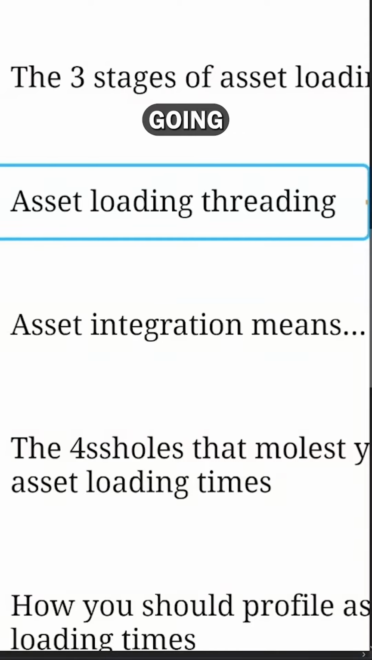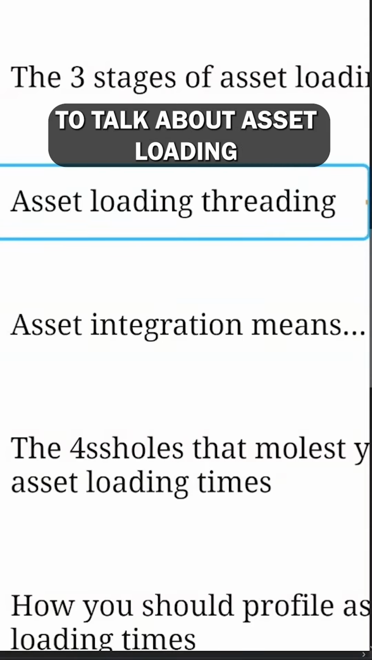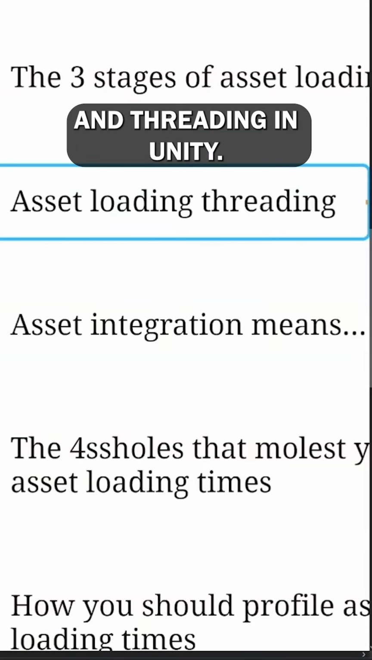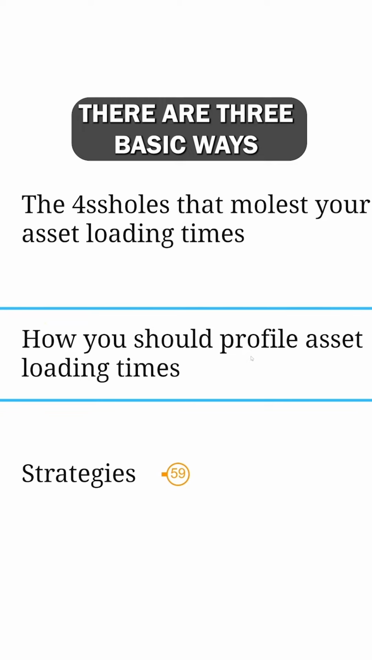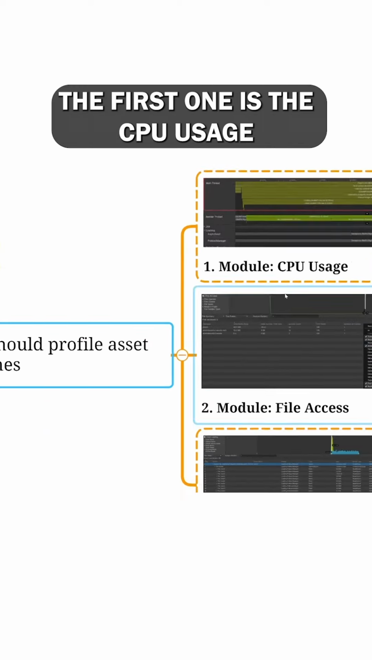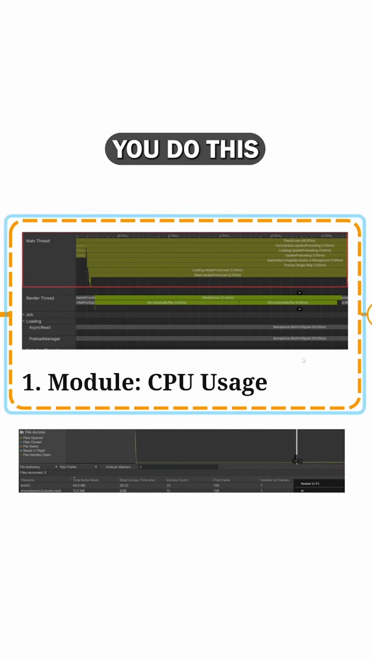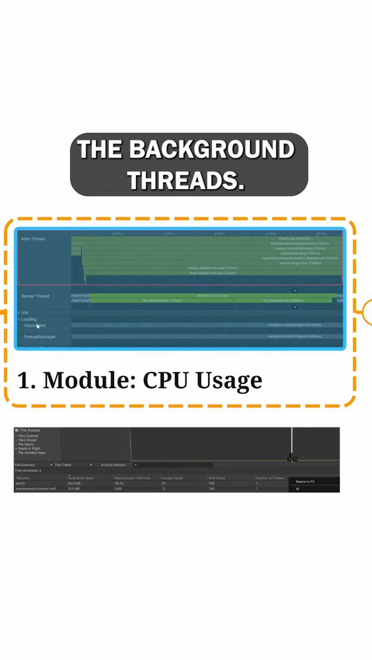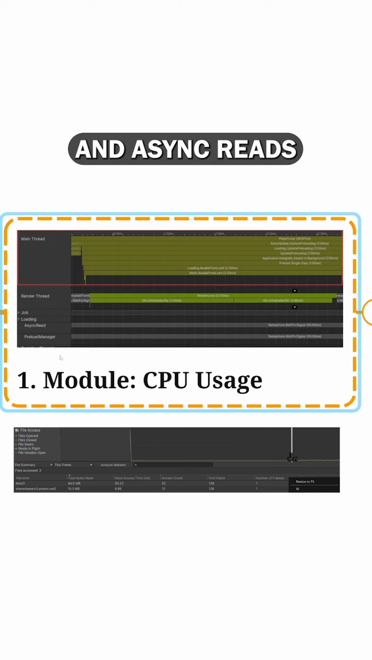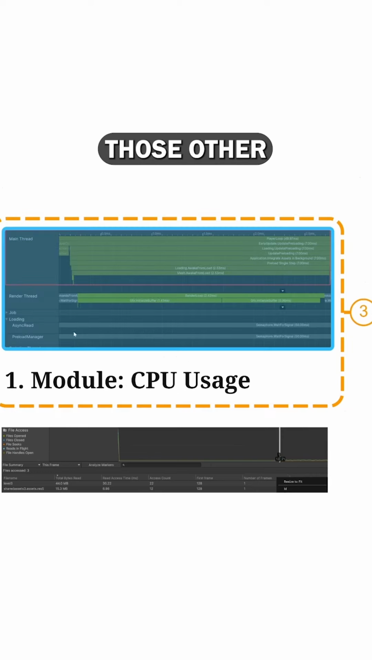In this module, we are going to talk about asset loading and threading in Unity. There are three basic ways of profiling for asset loading times. The first one is the CPU usage on the main thread. Most of the time you do this on the main thread, but we also have the background threads, the loading and async reads with preload manager, those other background threads.